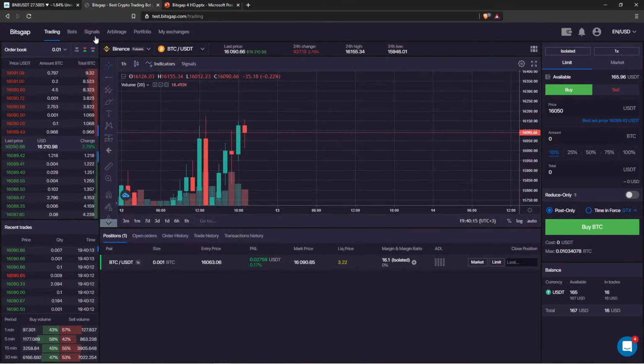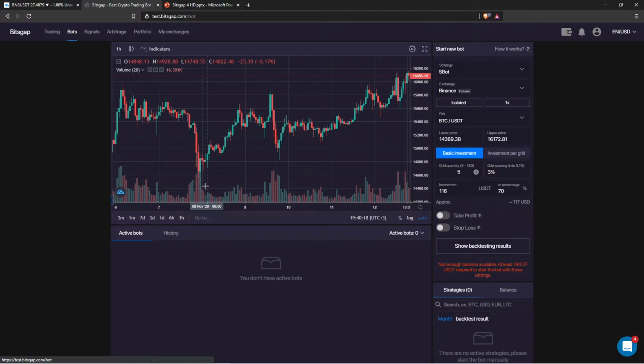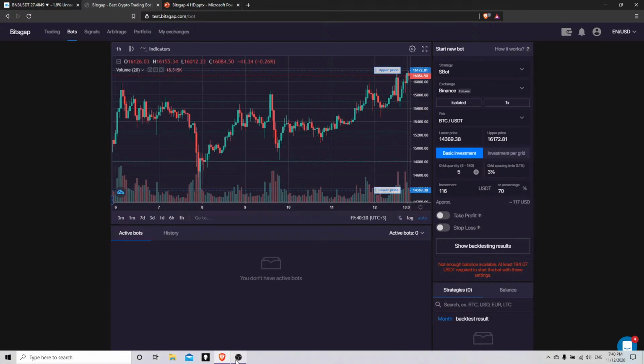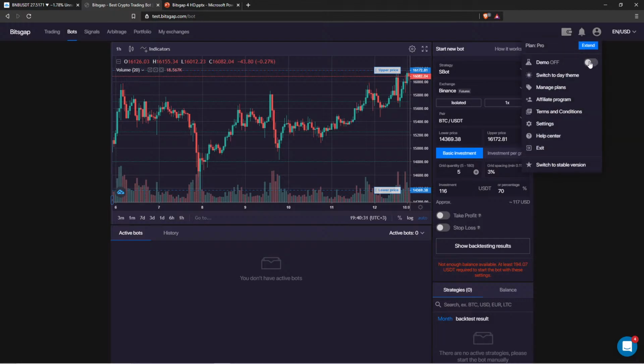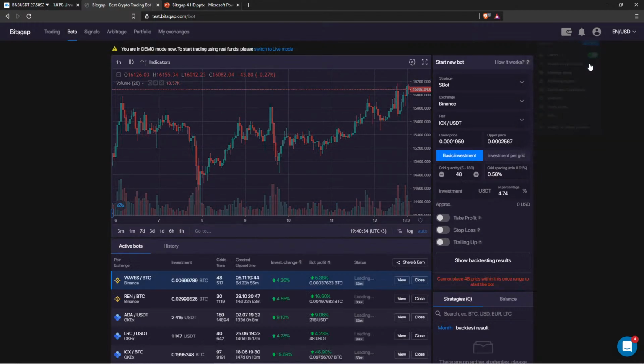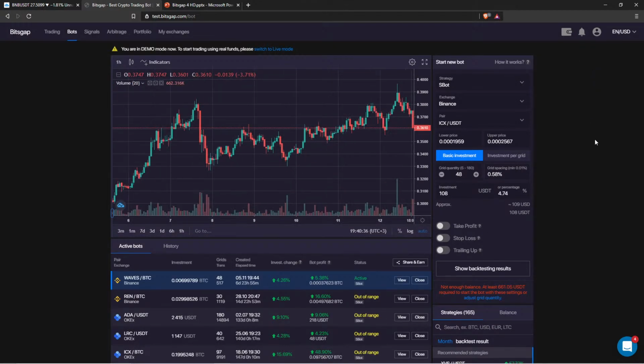And let's go to the bots section here, and I will show you exactly how to create and how to analyze your automated strategies. For that, let's switch to the demo mode, which once again is a risk-free trading simulator that we have here at Bitsgap for you to discover and develop trading strategies before risking any real capital.